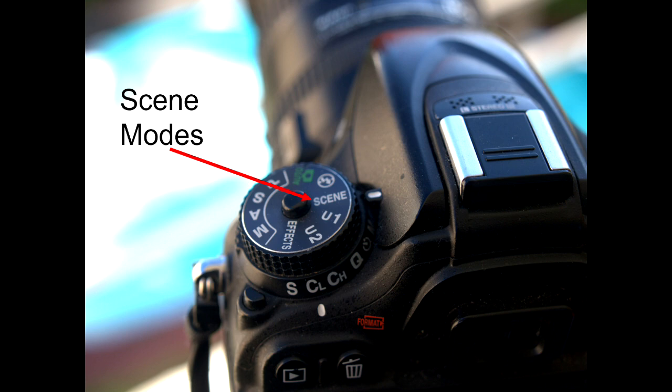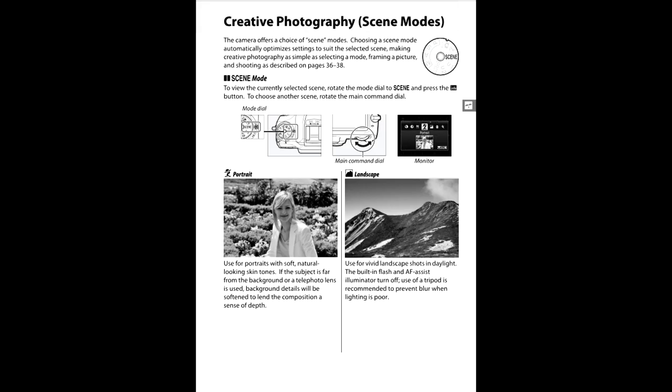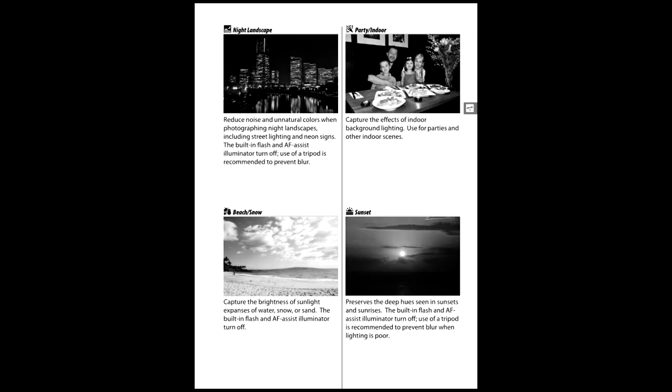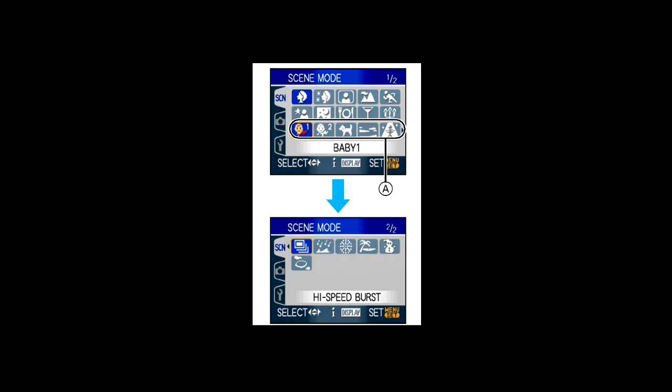When you select scene, or whatever your particular camera manufacturer calls it, it has predetermined settings for different scenes. For example, it'll have something for portrait, something for landscape, different types of landscape, party, sunset, all sorts of different things, and you select what picture you would like to be taking. If you've got a smartphone, it'll also have all sorts of scene modes. In fact, sometimes too many.